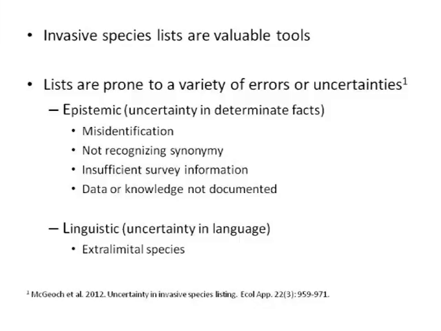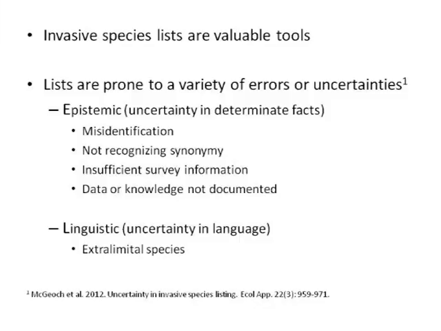Firstly, epistemic errors, which relate to errors of the system that's been studied itself. Examples of these epistemic errors are misidentification, not recognizing synonymy, and also where we have insufficient survey information. So, for example, where you need population data to say whether a species is invasive or not invasive, this information is lacking. And then also where information has not been documented or is sitting in grey literature reports and is not easily accessible. The other type of error is linguistic errors, and this basically relates to language.